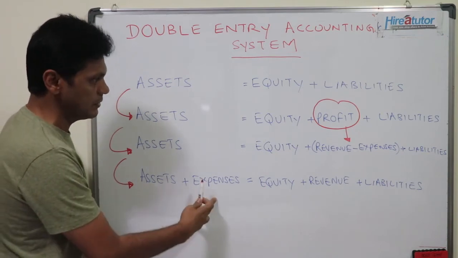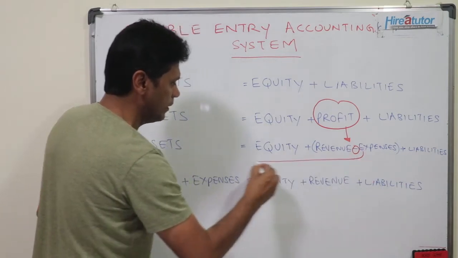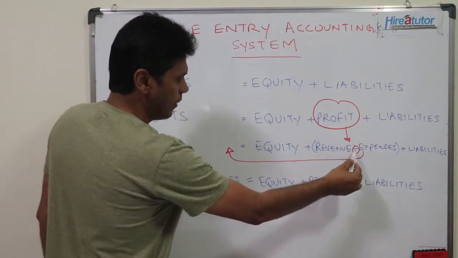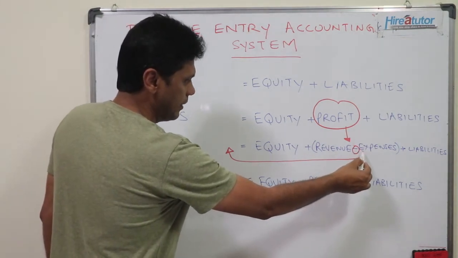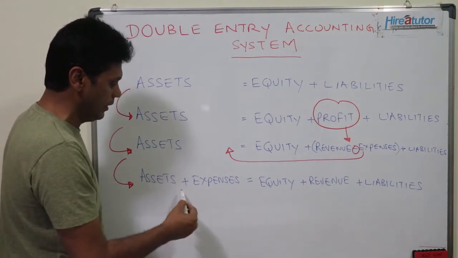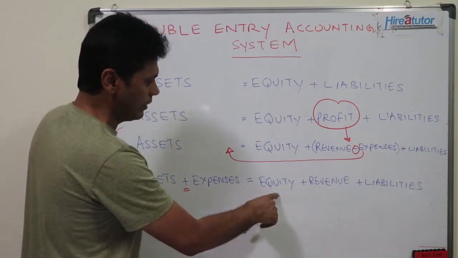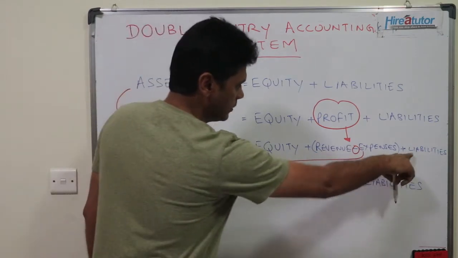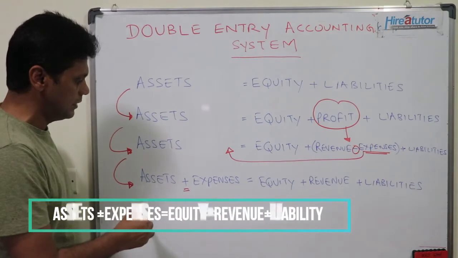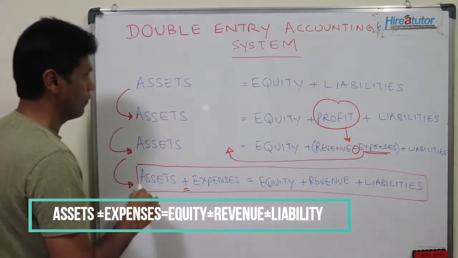Assets plus expenses. So if you want to remove this minus, if you want to eliminate minus, what you have to do is the expenses should be brought to the left side. So when you bring it here, it will be plus. Assets plus expenses is equal to equity plus revenue plus liabilities, because the expenses we have moved to the other side. So this is the final equation we derive from the basic equation.